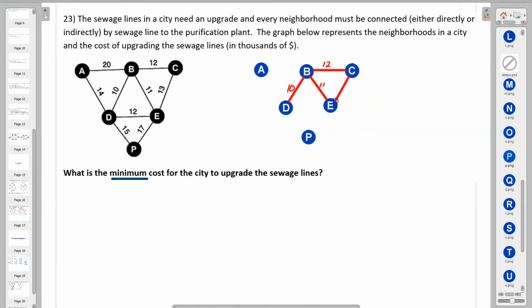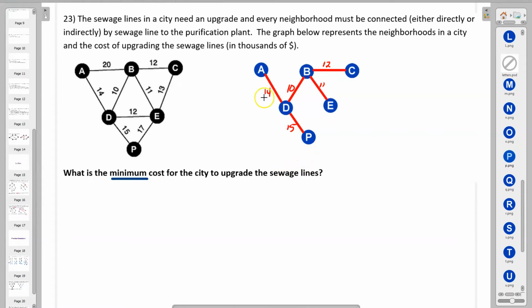Now C to E has the next smallest weight, but that creates a circuit for us, so it won't be included. I also see that D to E has a weight of 12, but that creates a circuit, so it will not be included in the graph. I move on to weight 13, but the same thing occurs there. C to E creates a circuit for us, so it also won't be included. After that, A to D is the next smallest weight with a weight of 14. Then D to P has a weight of 15.